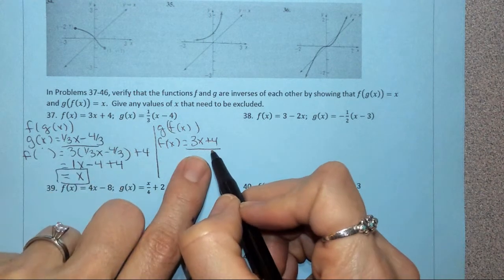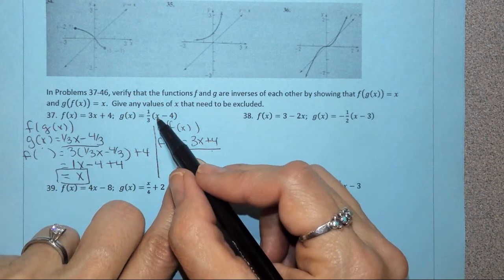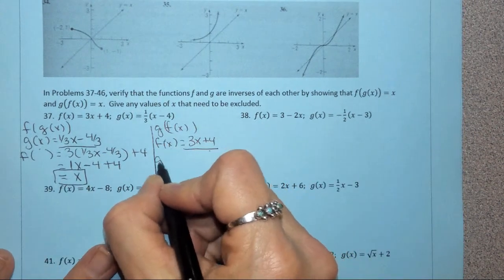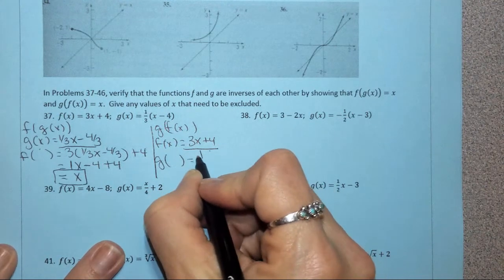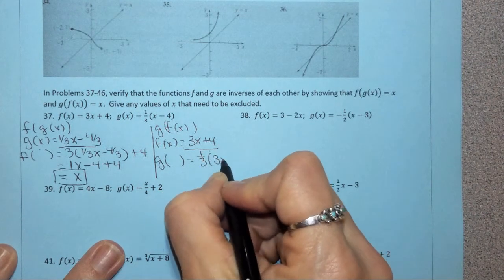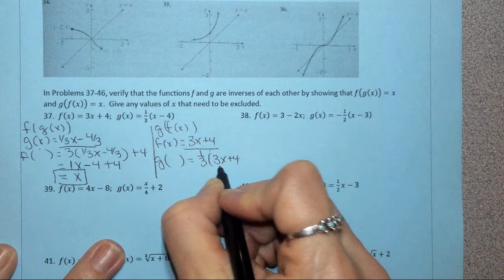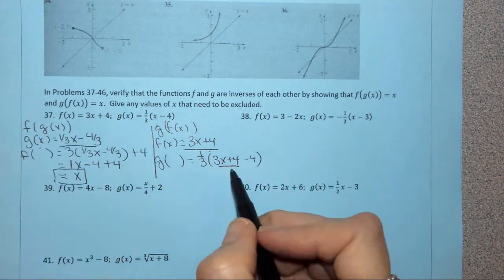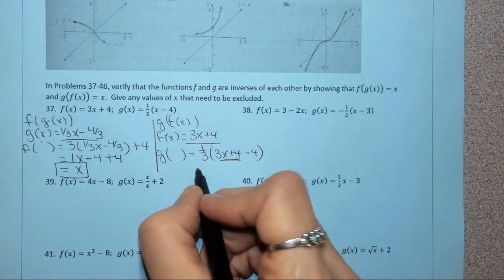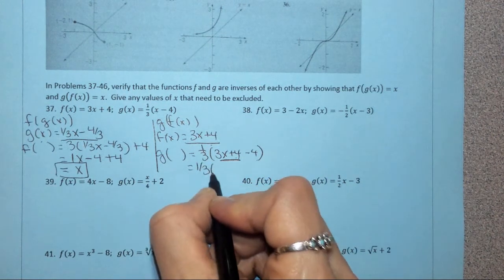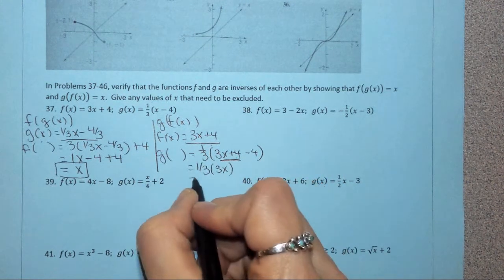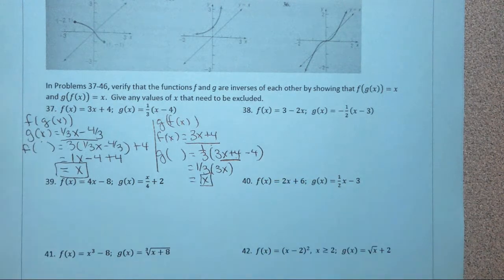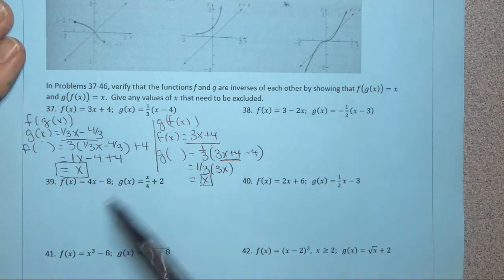And I'm going to take this 3x plus 4 and plug it in for this x. So g of 1/3 (3x plus 4). All of this represents that 1x. I'm going to bring down my minus 4. I'm going to see that 4 minus 4 cancels, and I'm left with 1/3 times 3x, which in fact is x.